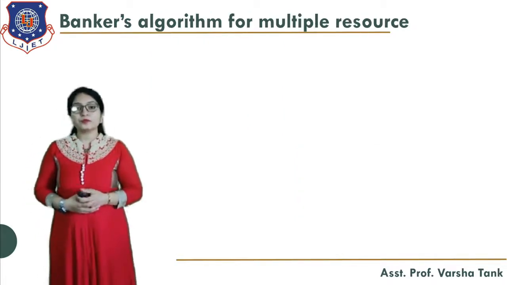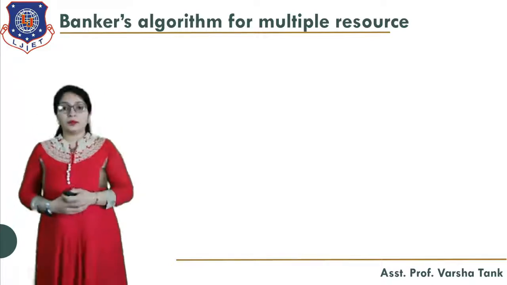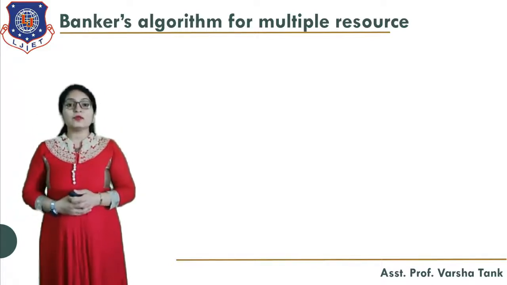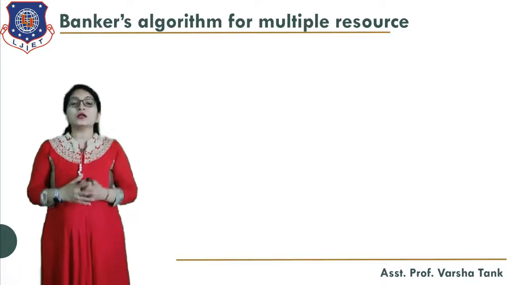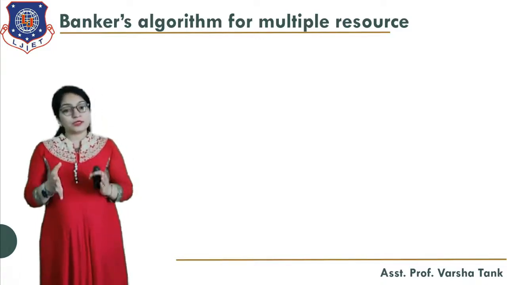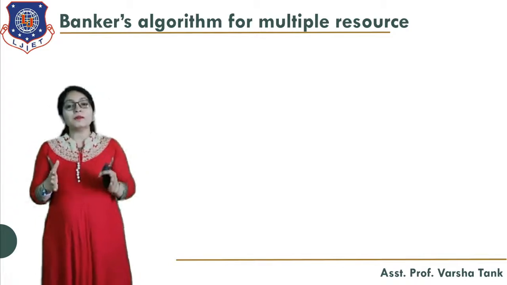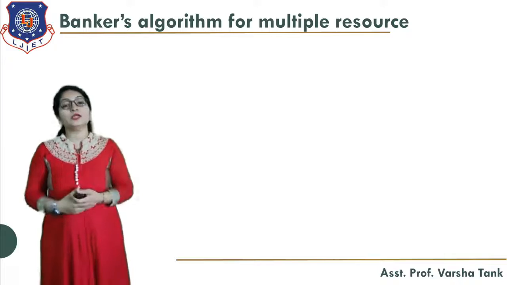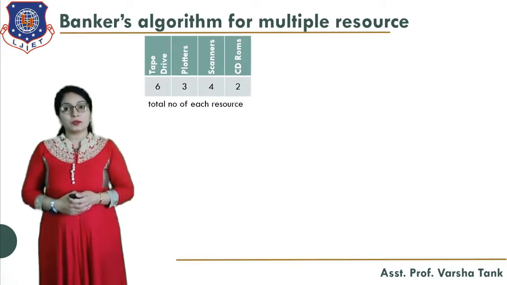Got it? Now next is the banker's algorithm for multiple resources. Okay, so let's start with multiple resources. Now all of you are aware of how to assign a single resource to the processes. Same way here we have multiple resources. Those multiple resources we have to assign to the process, because the process request is for multiple resources.